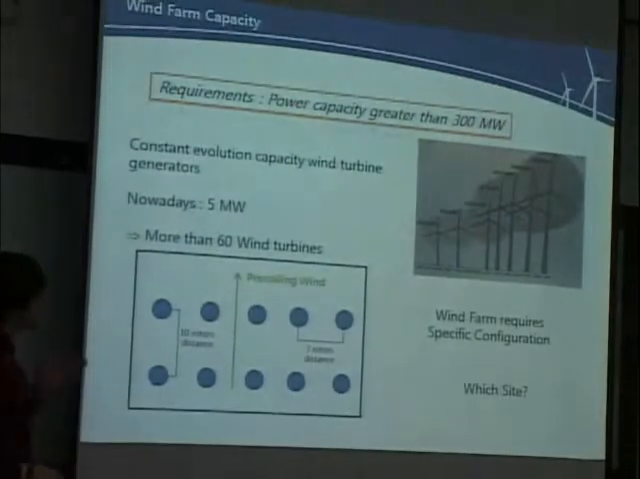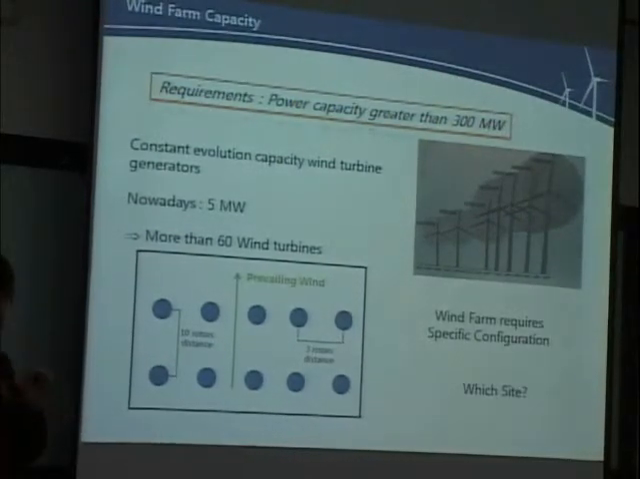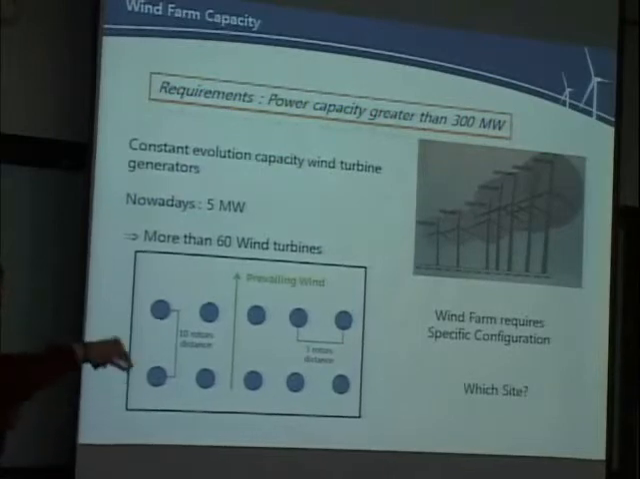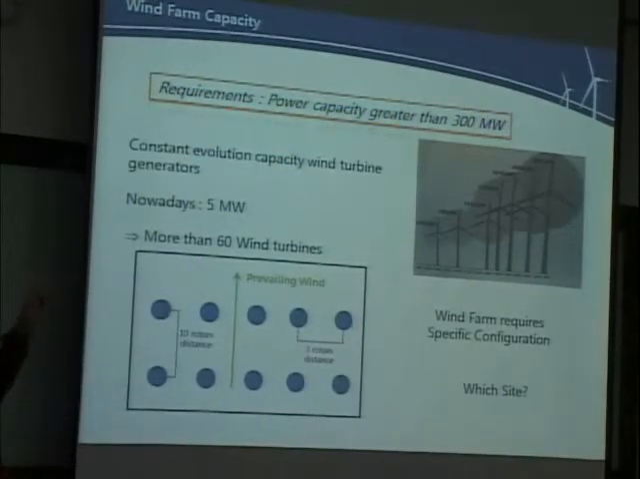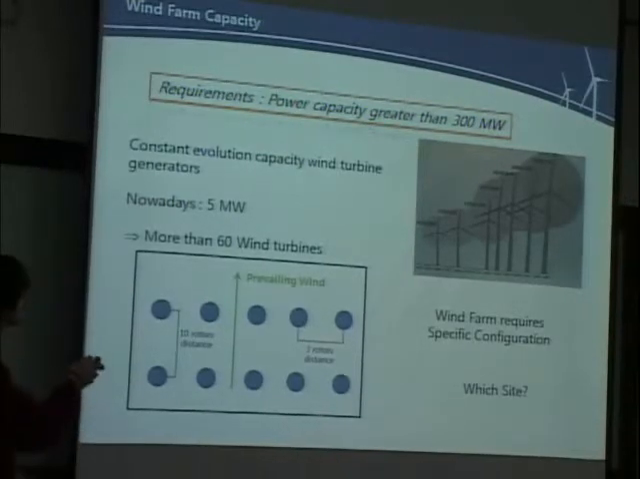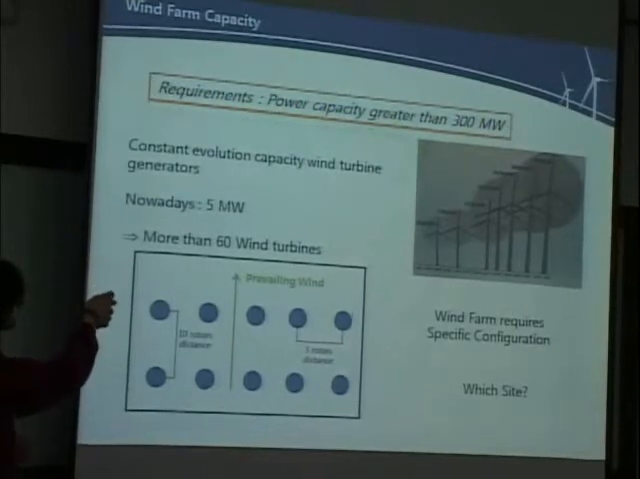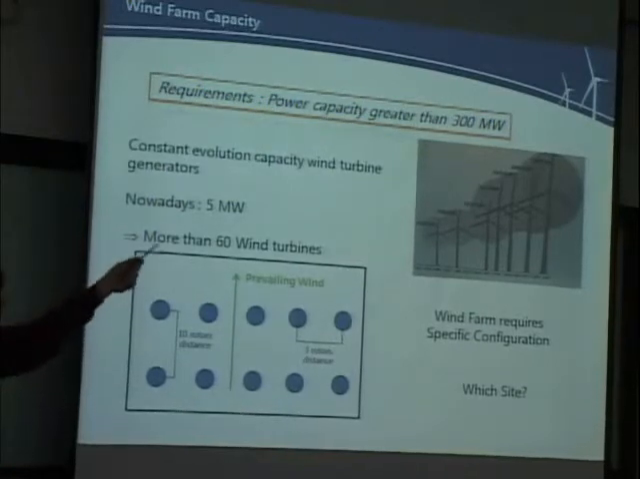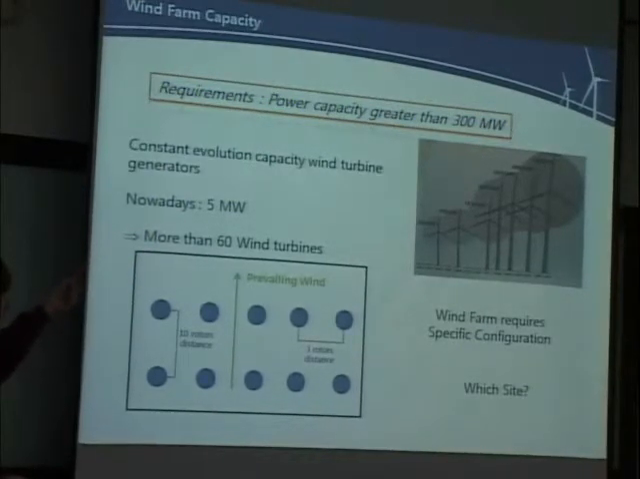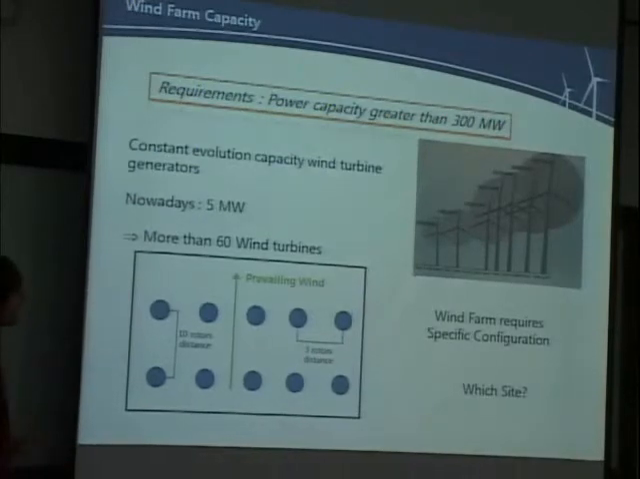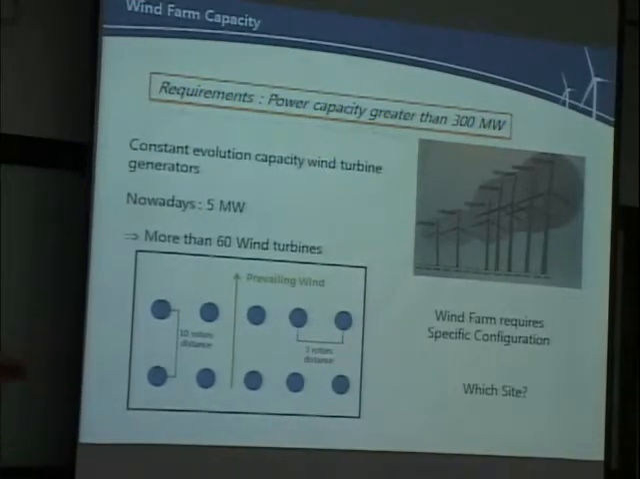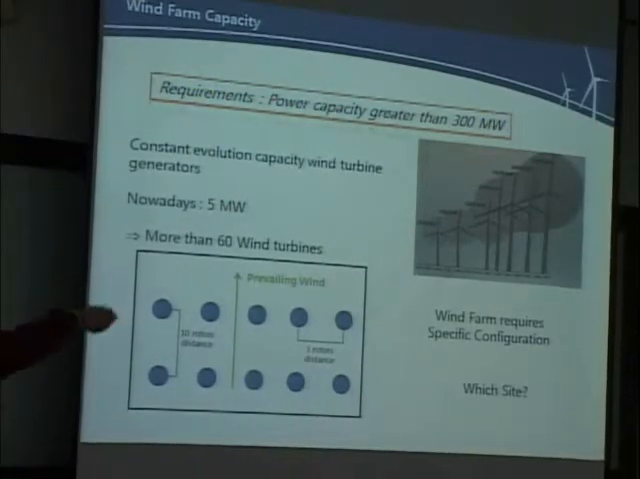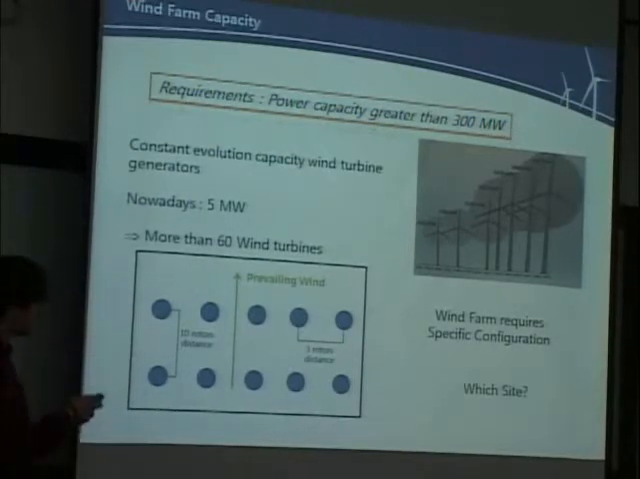Our first step was to determine the wind location, because it was very important to determine the wind speed, for instance, for different other groups, or the depth for the mooring system. So our first requirement was to determine a power capacity greater than 300 megawatts. Nowadays the wind turbine generator is 5 megawatts, so we need more than 60 wind turbines. After determining the power capacity, we should find the configuration of our wind turbines with some rules.